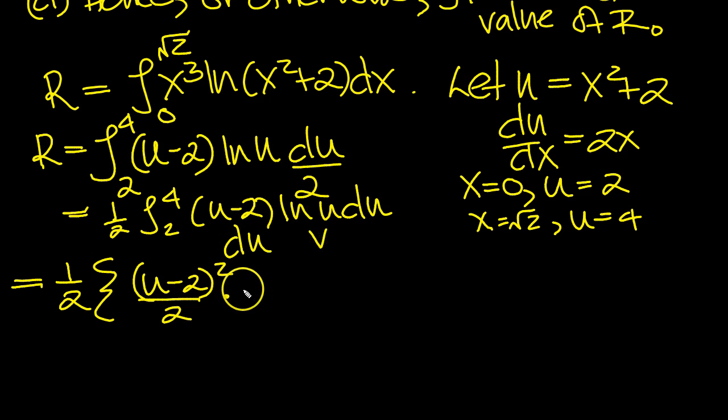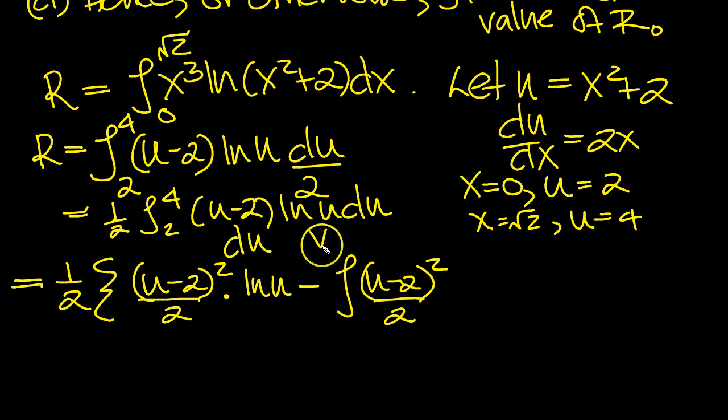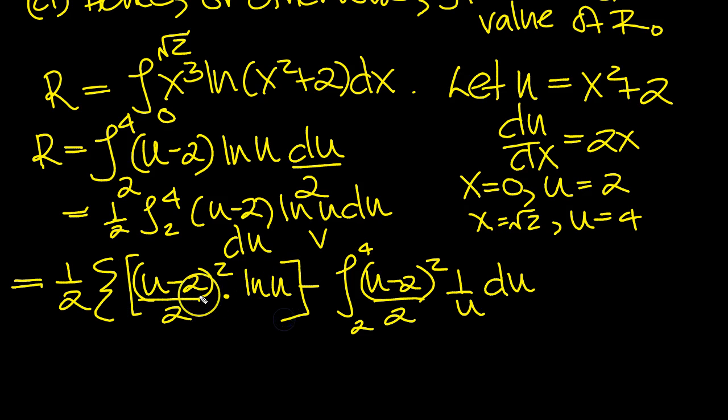So it's uv, ln u, minus the integral of u minus 2 squared over 2 times dv, and that's 1 over u, isn't it? du between 2 and 4. So that's what we've got then. This part here is the uv part. It's to be evaluated between 2 and 4, isn't it? So that's what we've got then.